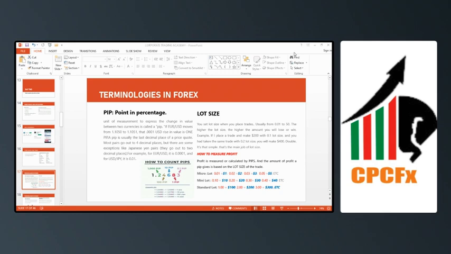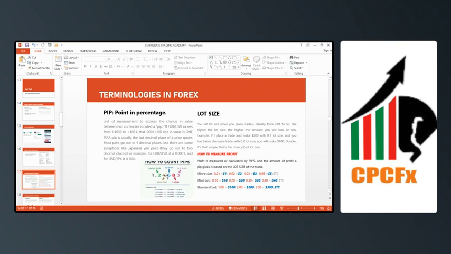It's something you will keep hearing day by day. So what is a pip? A pip, the unit of measurement to express the change in value between two currencies, is called a pip. For instance, if the euro USD moves from 0.1050 to 0.1051, that is 0.001 USD raise in value, which is one pip.